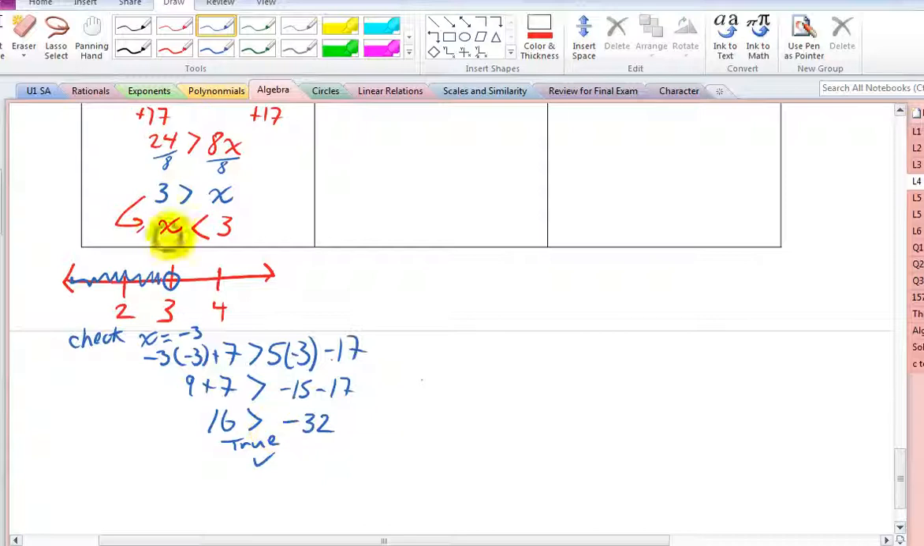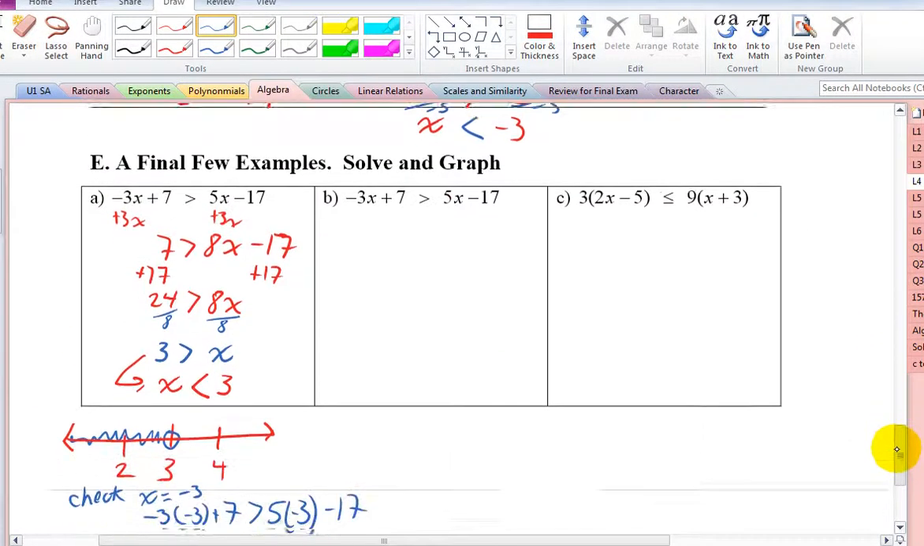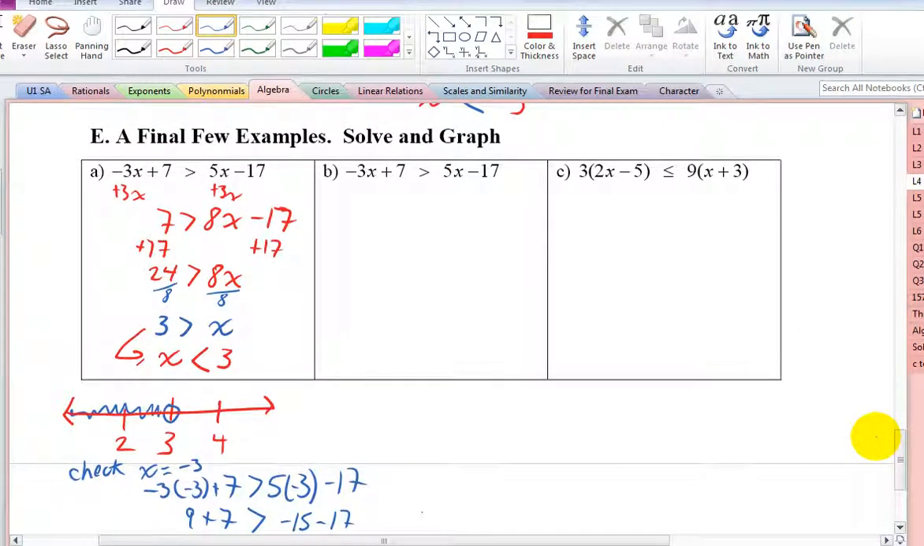So negative 3 is less than 3. We pick something from the shaded side of the graph. Any questions? Is this the same as before? Kind of, a little bit. We just have to be more careful with which number we choose. So we do get choices here. All right, try the next one. Solve and graph it. We'll do the check together. Go.